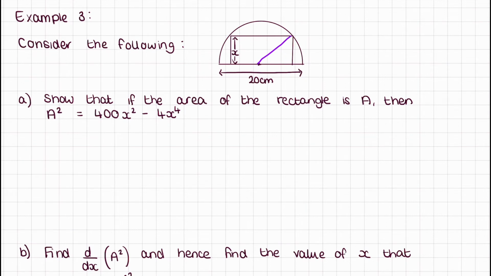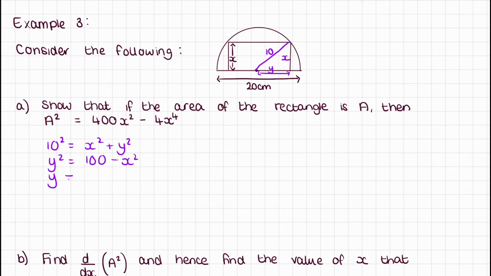Now, one thing we do know about this though is that this is 10. And that is because that is the radius of the semicircle. We know the diameter of the semicircle is 20 centimetres, which means the radius has to be 10. So we actually know that diagonal there. So from that, we can then find an expression for the half of the base of the rectangle using Pythag, and let's just call that y. So we know that 10 squared would equal x squared plus y squared. y squared would equal 100 minus x squared. And then y would equal the square root of 100 minus x squared.